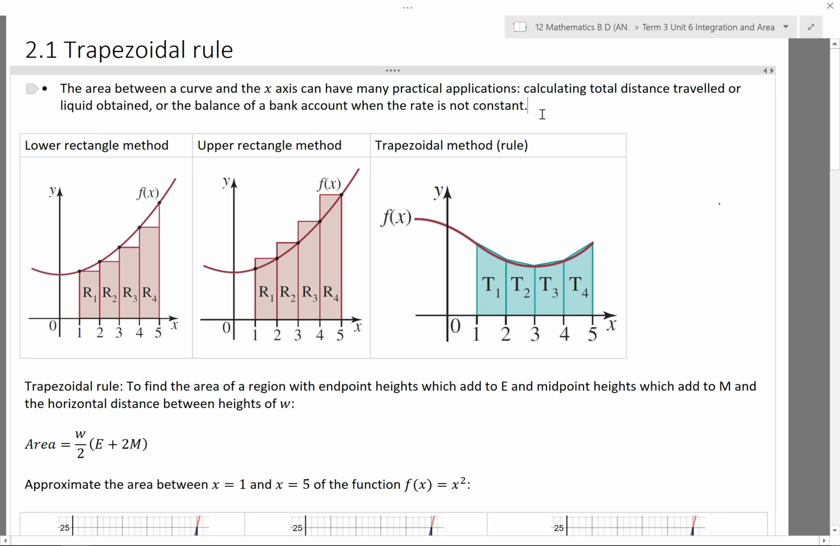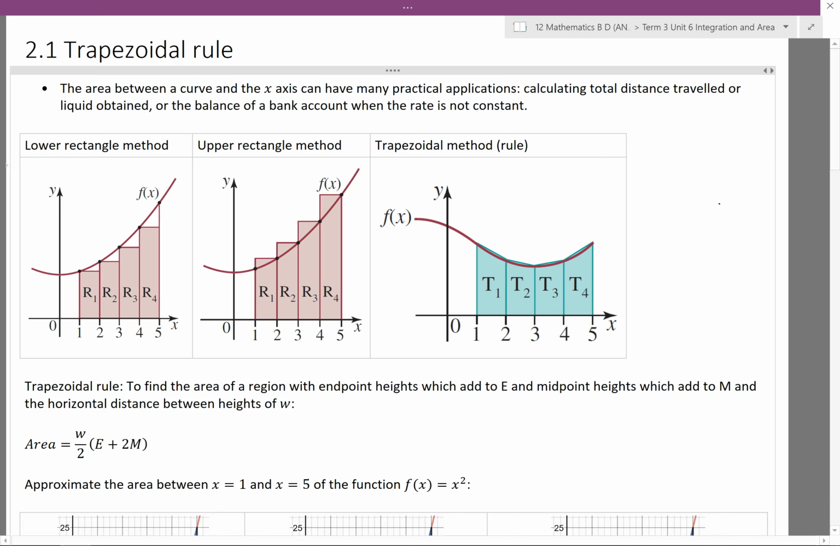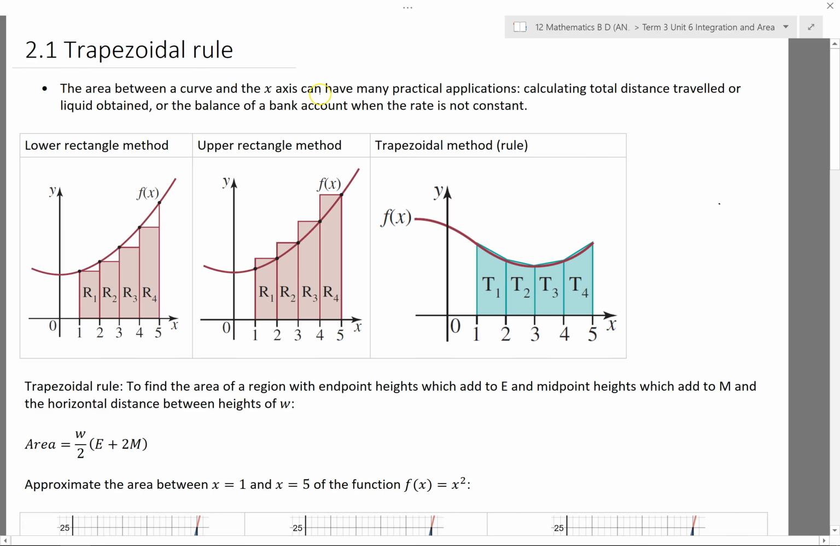Okay, so whenever we're trying to do something that would normally multiply, like find the distance travelled, which would be velocity times time, if that velocity is not constant, we would have a velocity time graph, and we would find the area underneath. Basically finding the distance or whatever quantity it is. So I've got a few methods that we can use for that.